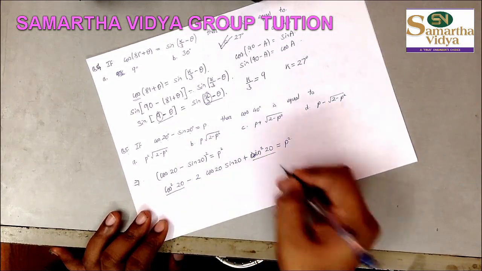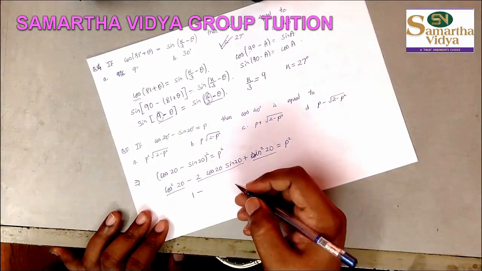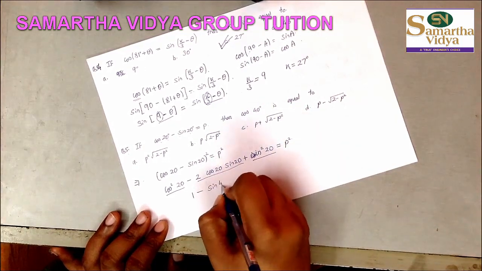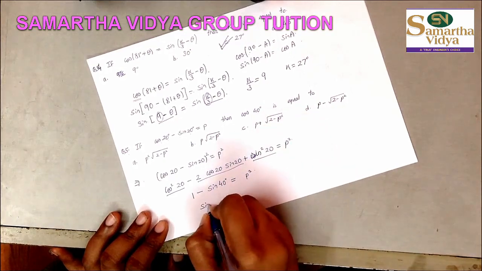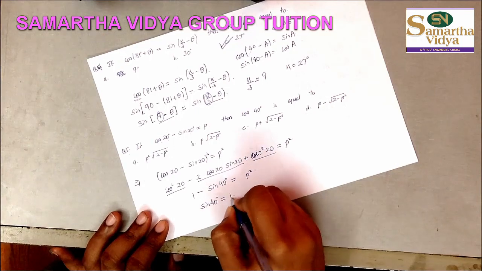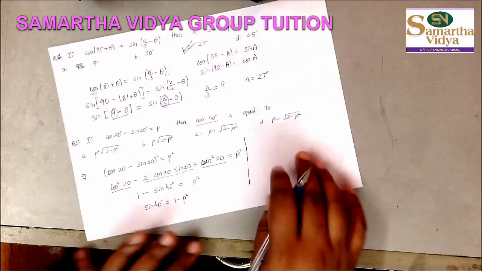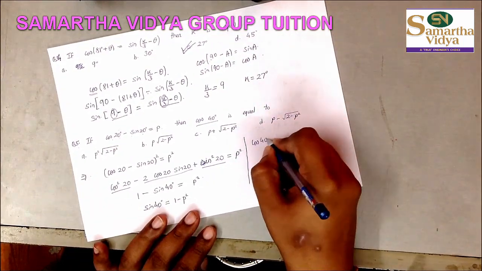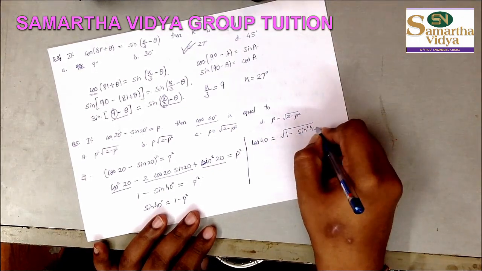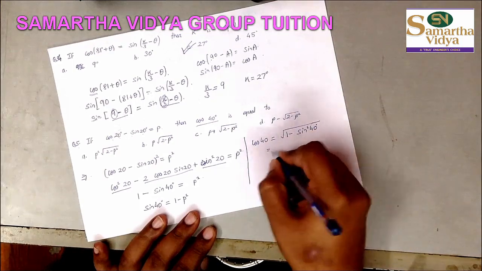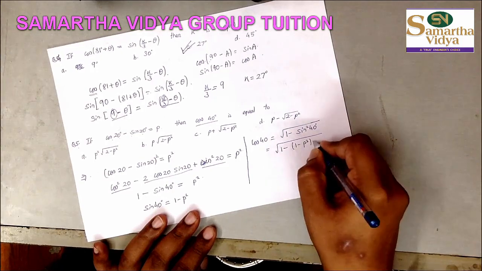So cos square 20 plus sine square 20, we know it's 1, minus, and using the double angle formula for this, which is sine 40. So from here we are getting sine 40 as 1 minus p square. Now I need to find what is cos 40. So cos 40, we can just write it as root of 1 minus sine square 40. So that's root of 1 minus p square, the whole square.